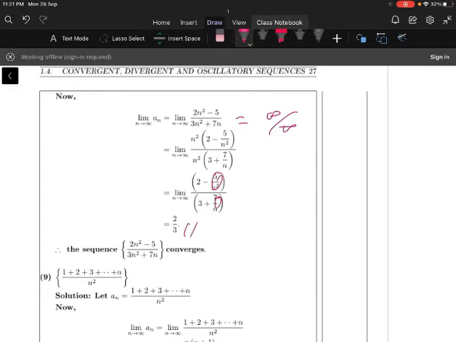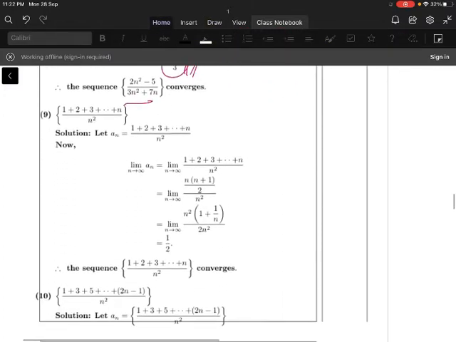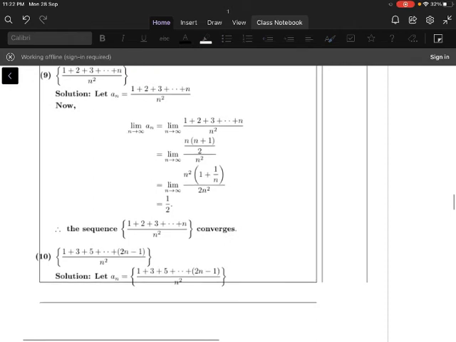Now let us apply the limits. So this becomes 0 and 2 by 3. So the given sequence converges to 2/3, and moreover it is a finite value. So the given sequence is a convergent sequence.